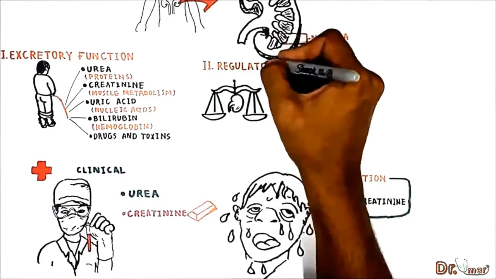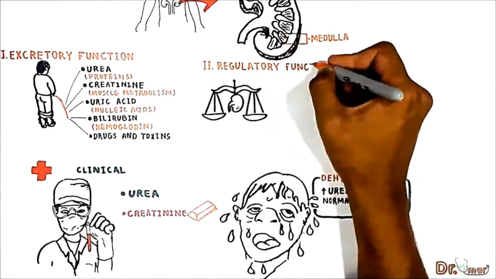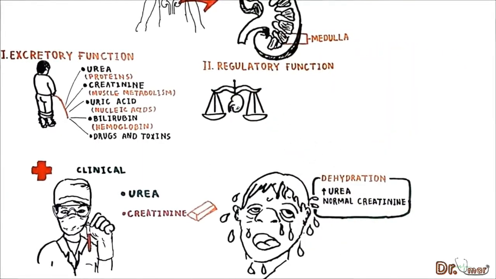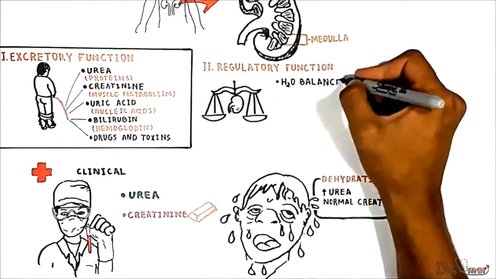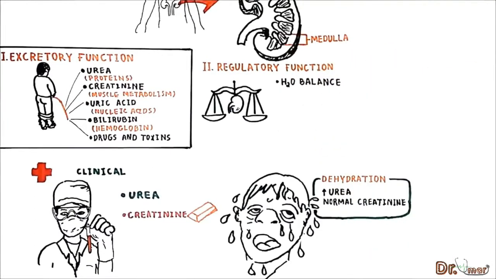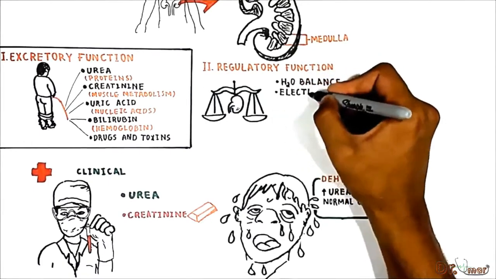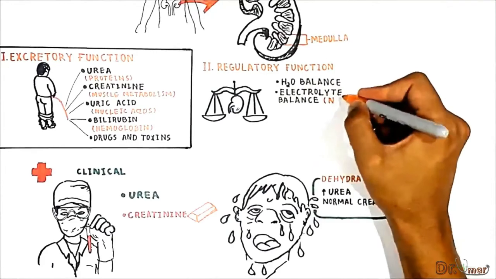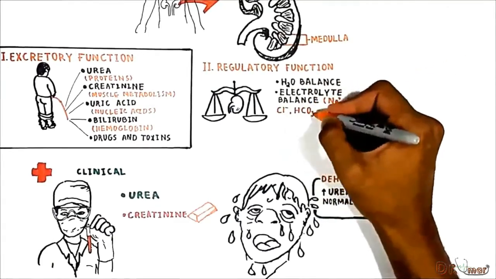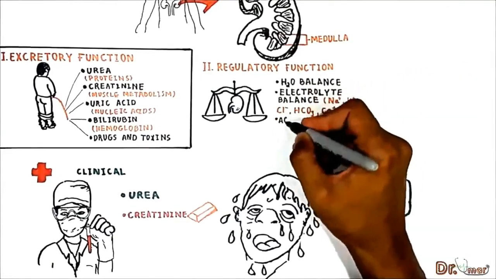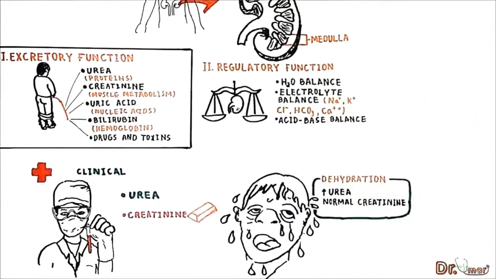The second function of the kidney is the regulatory function. First, the kidney regulates water balance, meaning even if you drink more, water will be removed from the body. Less water you drink, kidneys retain more water in the body, preventing dehydration. The second regulatory function is the control of electrolyte balances like sodium, potassium, chloride, bicarbonate, calcium, and of course, acid-base balance as well.